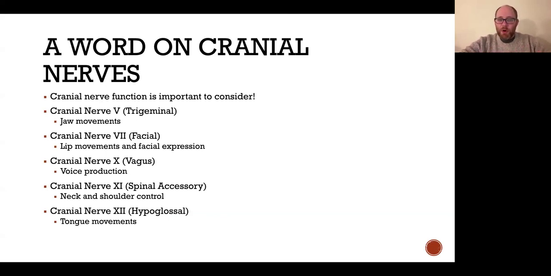Your vagus nerve is important in voice and voicing production. Your spinal accessory or 11th nerve is important in neck and shoulder control. And we're going to get into that more a little bit later in the presentation, but something to keep in mind. And then your 12th or hypoglossal nerve controls your tongue movements. So you can see if you have damage to any of those, how much your speech system can be impacted.